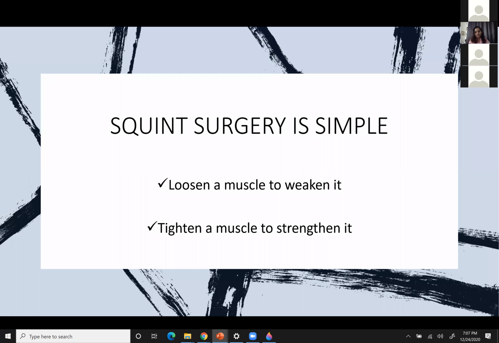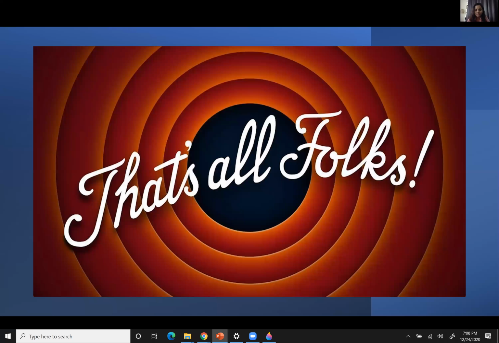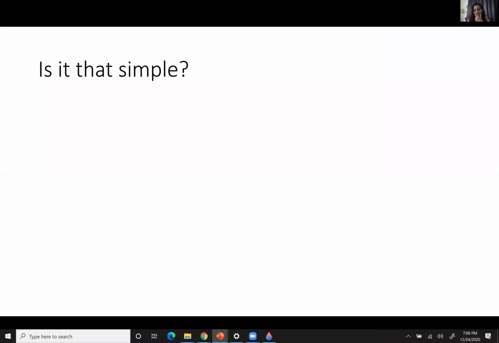With no delay, I'm going to start with squint, and how squint surgery can be very simple. A lot of people think that squint surgery is a very simple thing. All you have to do is loosen a muscle to weaken it, or tighten a muscle to strengthen it. So the question is, is it that simple or is it more complicated than that? That's all, folks. But that's not the case.